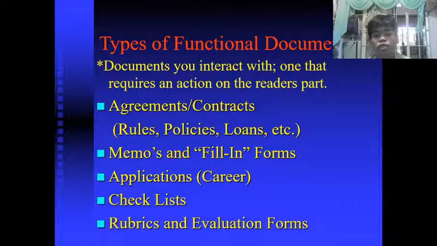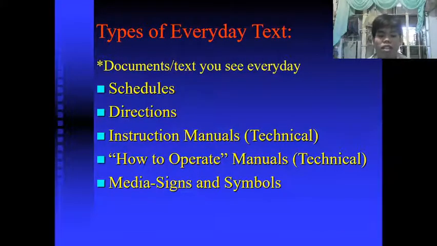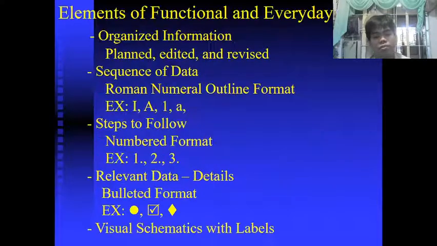Next, types of functional documents. These are documents you interact with, ones that require an action on the reader's part. For example, agreements, contracts, memos, or fill-in forms, applications, checklists, or rubrics and evaluation forms. And types of everyday text, the text that you can easily see every day: schedules, directions, instructional materials, how-to manuals, and media and sign symbols.